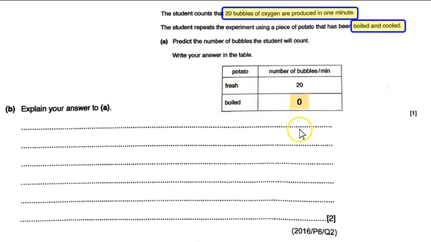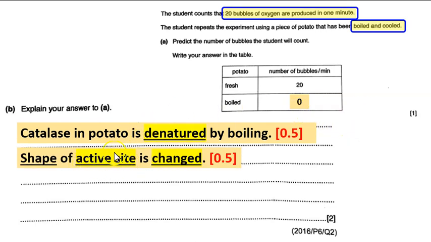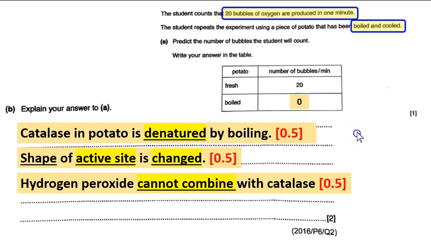Okay, now you have already gotten your answer. So the first thing you will say is, why is there 0 bubbles? Because there's no chemical reaction, right? So we will say, number 1, because the catalase is denatured. What does denatured mean? It means that the shape of the active site has been changed. Therefore, the enzyme cannot fit with the original substrate because the shape of the enzyme changed. So we say hydrogen peroxide cannot combine or cannot fit in. Can I say cannot fit with the enzyme? The answer is yes.